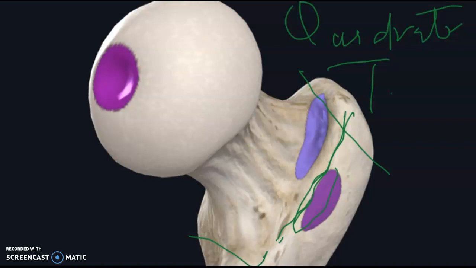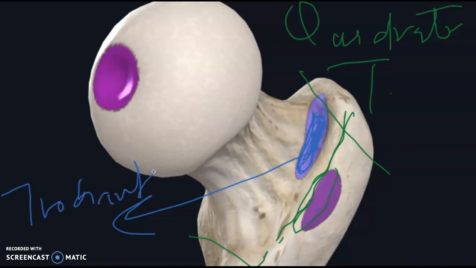At the posterior middle surface of the greater trochanter, there is a small depression. Here you can see there is a small depression, which is bounded posteriorly by the intertrochanteric crest, and this small depression is called the trochanteric fossa. So this was about the proximal part of the femur.